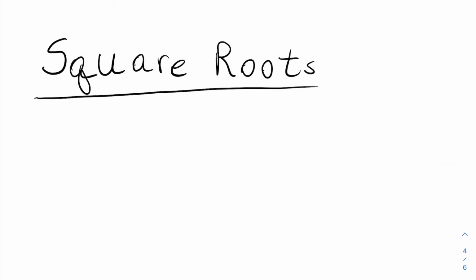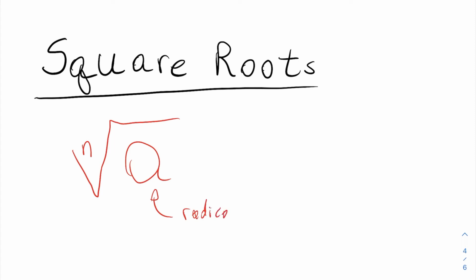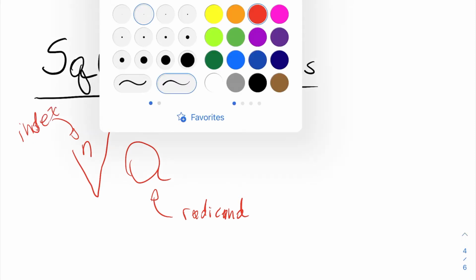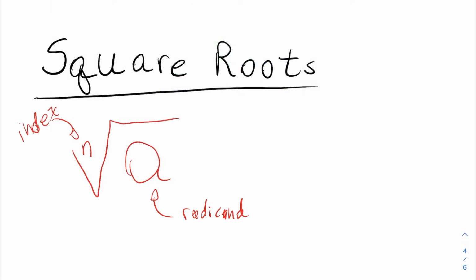Okay, so now we'll talk about square roots. And what a square root is, when you have a radical, the radical will have an index and it'll have a radicand. So we have an index and we have a radicand. And the index and the radicand are necessary numbers.